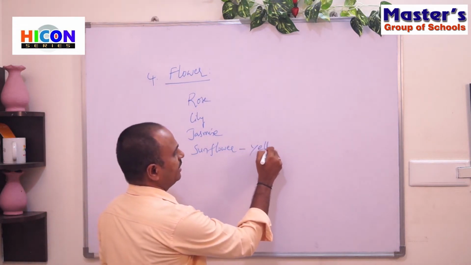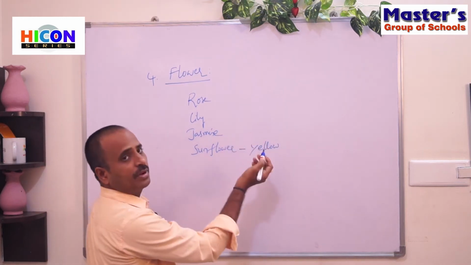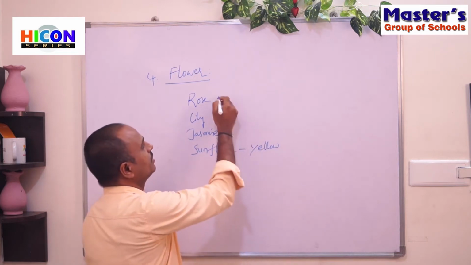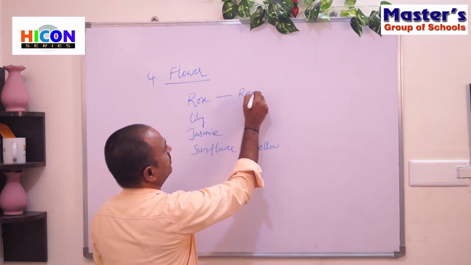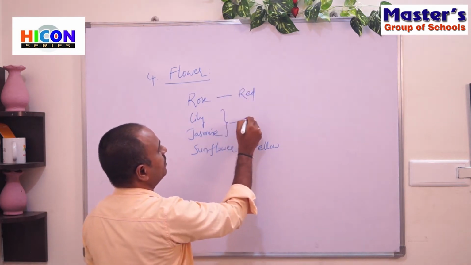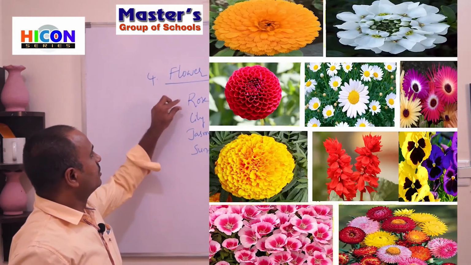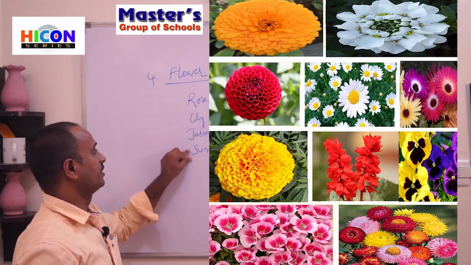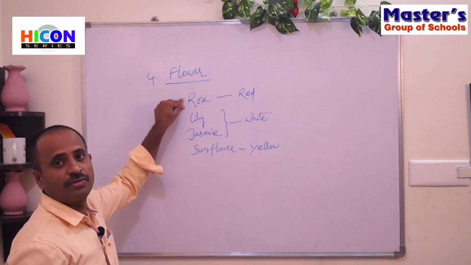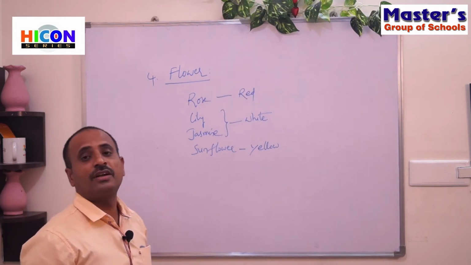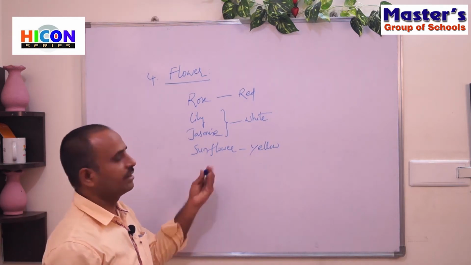In this way, flowers are different in their size, in their shape and in their color. If you consider the rose flower, it is in red color, whereas lily and jasmine are in white color. The rose is smaller in size when compared with the sunflower, and lily and jasmine are very small when compared with the rose flower. So in this way, the flowers are different in their size, shape and color.